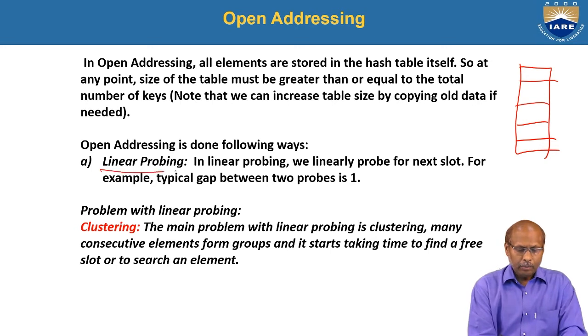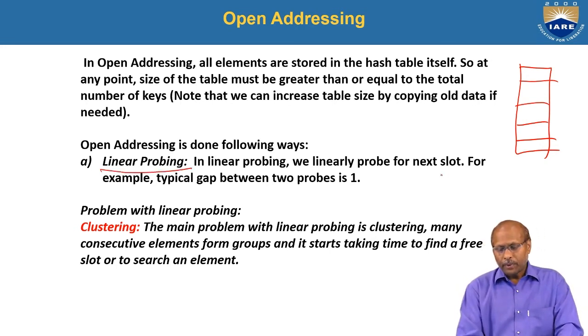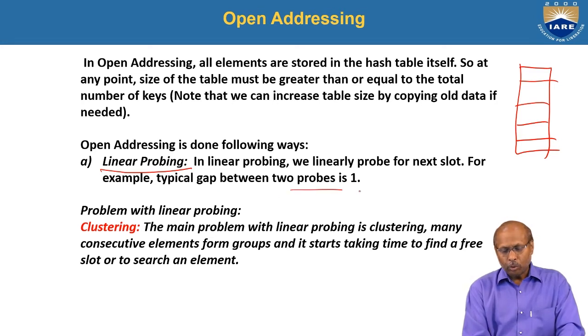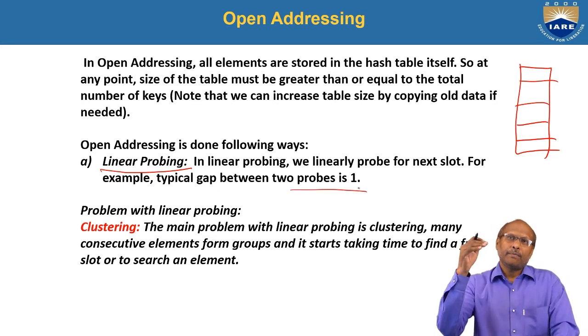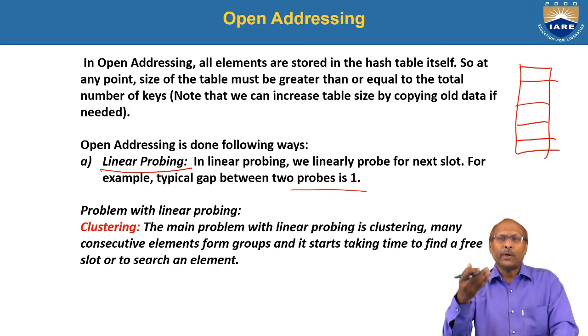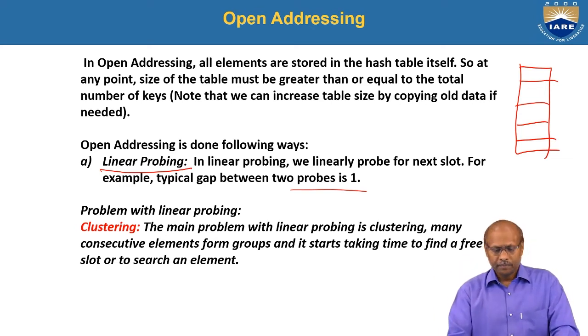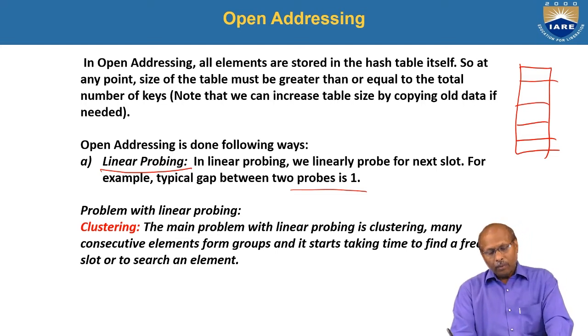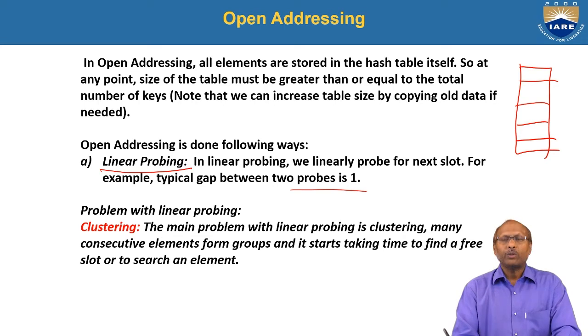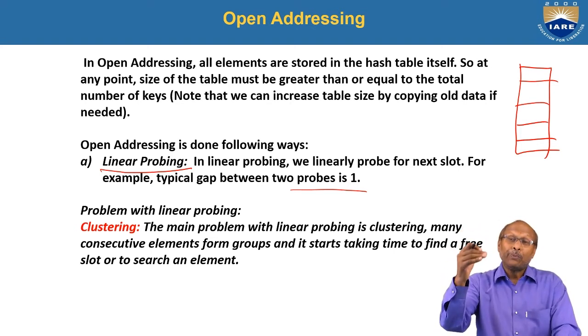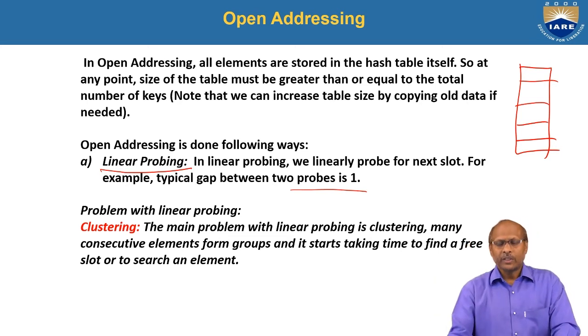First one is linear probing. In linear probing, we linearly probe for the next slot. For example, the typical gap between the two probes is 1. So after finding the position, you will go to the next position, whether it is empty or not. Again go to the next position, whether empty or not. Wherever you find an empty position, there you can store the data. The main problem with linear probing is clustering. Many consecutive elements form groups and it starts taking time to find a free slot for such an element. So whenever you are using linear probing, there is a chance of clustering because it will go in a sequence. Wherever it finds the empty place, there it will store. This is the nature of linear probing.